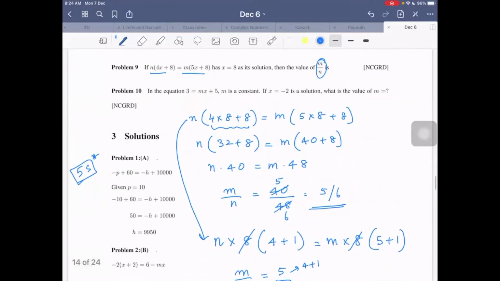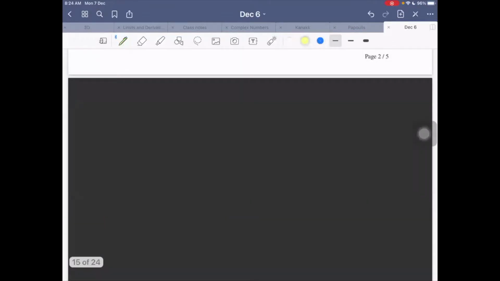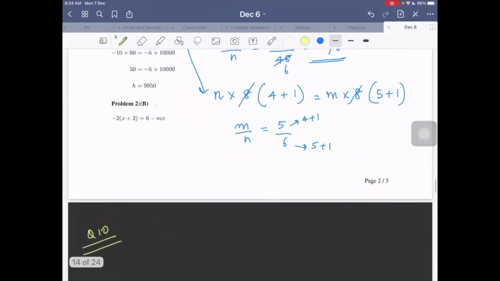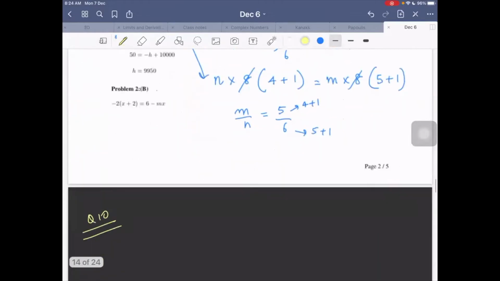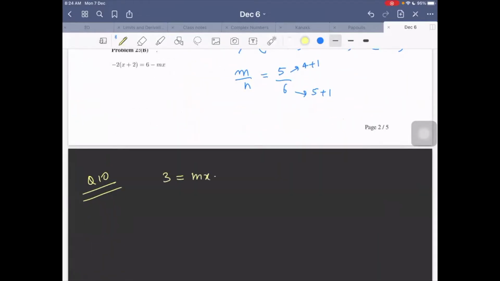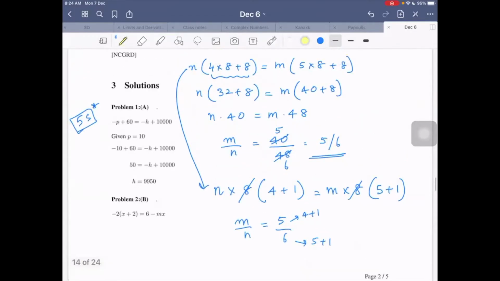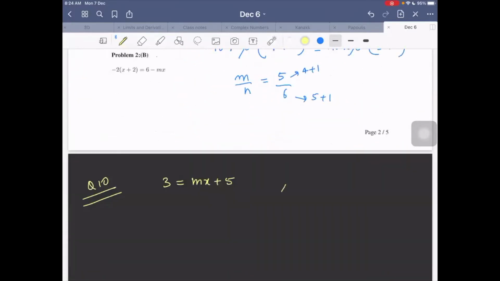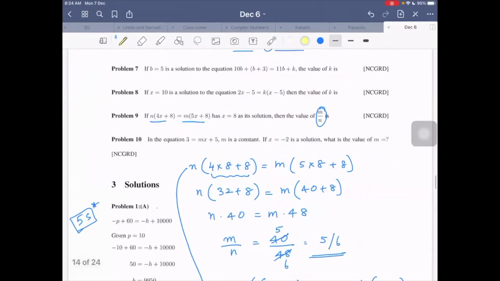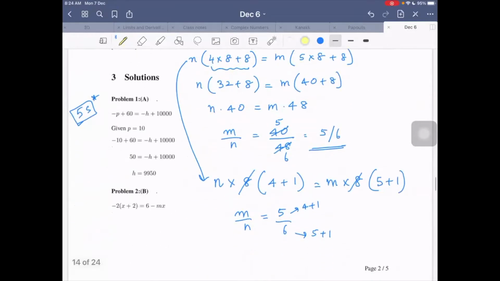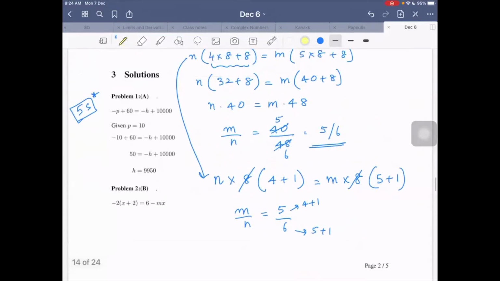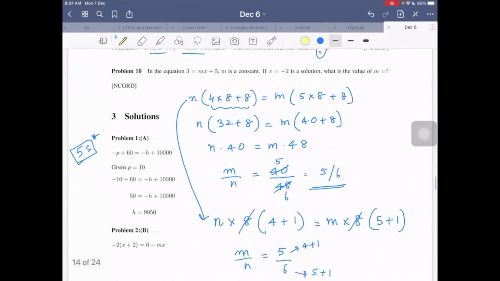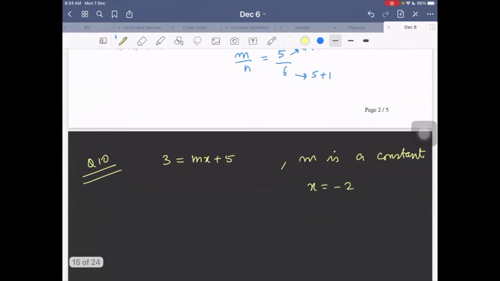Now the question number 10. In the equation, 3 is equal to mx plus 5, m is a constant. x is equal to minus 2 is a solution. What is the value of m? So we have 3 is equal to mx plus 5. m is a constant. And x is equal to minus 2 is a solution.